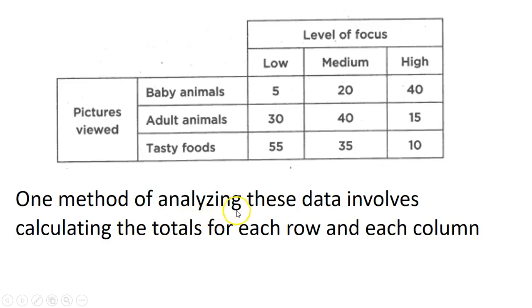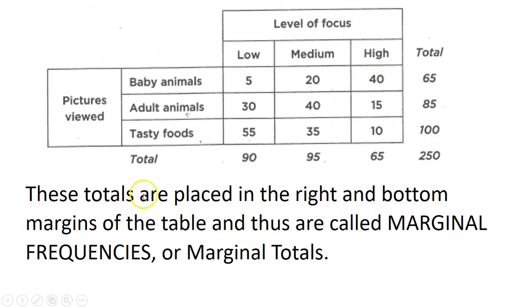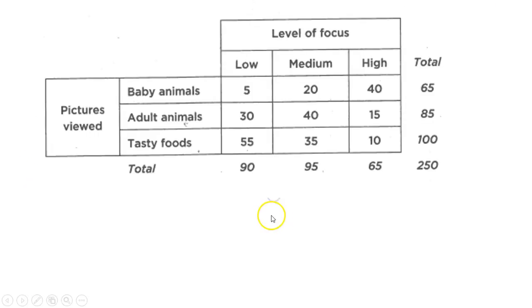One method of analysis for this data involves calculating the totals for each row and column, which is simple. I think we can all do that. Just add them up this way, add them up this way, and we find our totals. Notice how the totals either way add up to the same total of 250. These totals are placed in the right and bottom margins of the table and thus are called marginal totals, because they're in the margins.